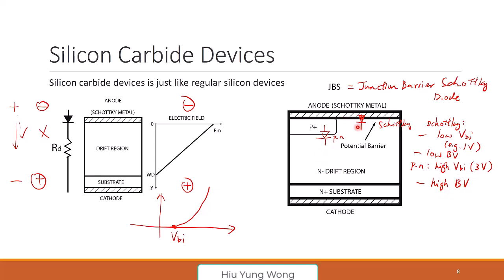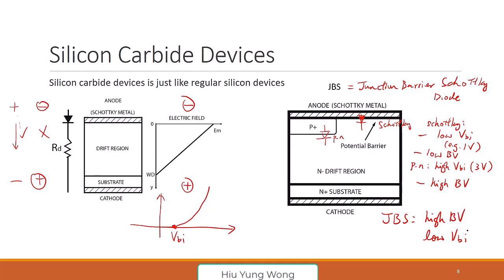In forward bias, before the PN diode is turned on, the Schottky is already turned on, so you have a low VBI. So this one, compared to this one, enjoys the high BV of the PN diode and the low VBI of the Schottky contact, the Schottky diode. That is the JBS.